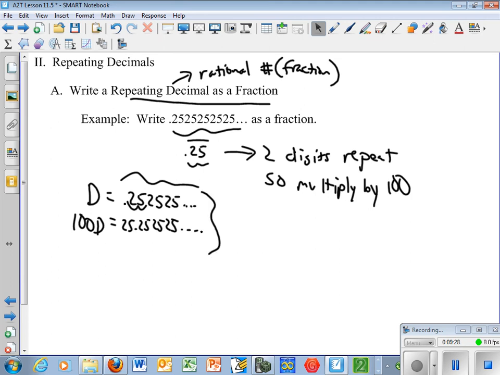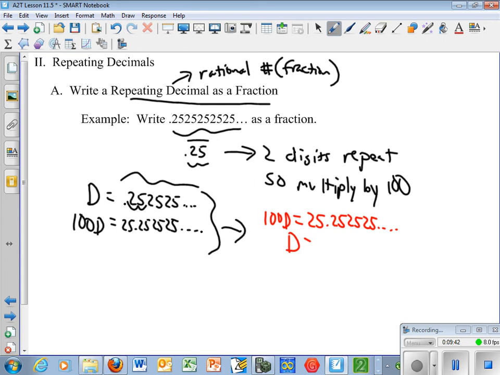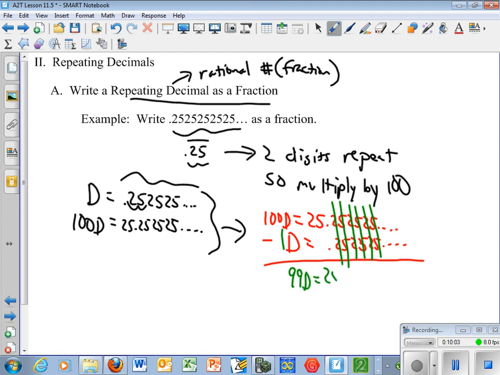So we're going to take these two. I'm actually going to change the order of these a little bit. So I have 100D equals 25.252525, and so on. And right underneath it, I'm going to put D equals 0.252525, and so on. And I'm going to subtract. If you notice what happens when you subtract, everything after the decimal points cancels out. This is 100D minus 1D, which is 99D. And we're left with 25 here because everything over here canceled out.